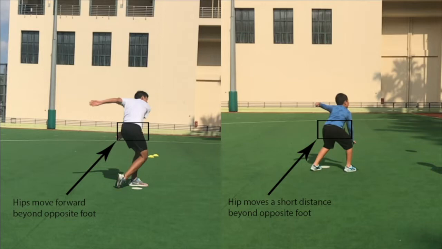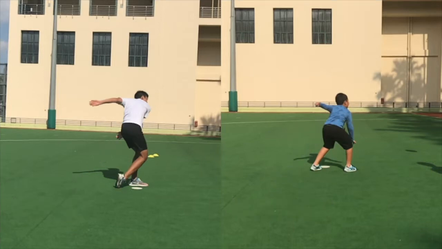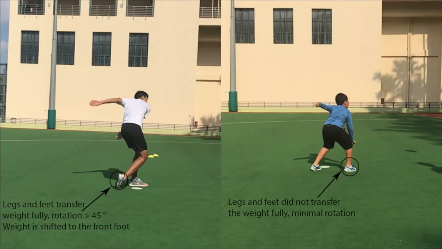Moving down to the lower limbs, we can see that the legs and feet transfer the weight fully. The rotation is more than 45 degrees as the weight is shifted to the front foot in the adult. The transfer of weight was a result of the trunk and hip rotation. This allowed the student to regain stability from the force produced. In the child, the legs and feet did not transfer the weight fully, and there was minimal rotation observed.